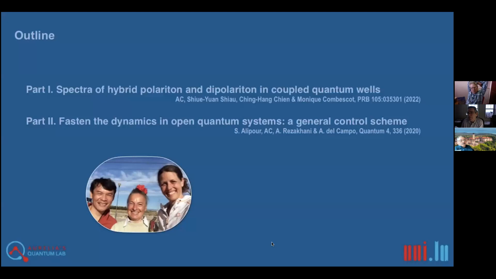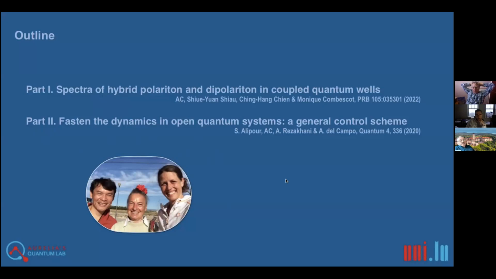So the talk is on non-Hermitian Hamiltonians, first to get the spectra of polaritons and dipolaritons in coupled quantum wells. And in the second part, which will be shorter, it's on the use of non-Hermitian Hamiltonians for a scheme to control and hopefully speed up the dynamics of open quantum systems.